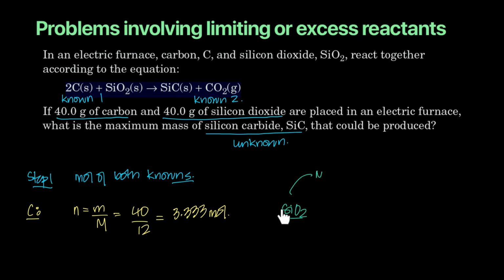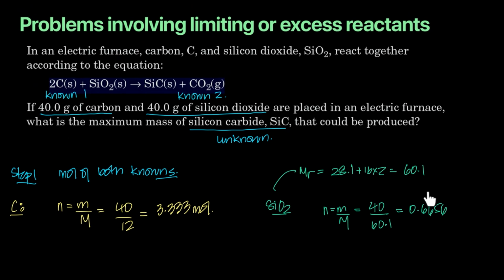Then I'll take my second known, known number 2, whose MR is 28.1 for silicon and 16 times 2 for oxygen. I need the MR for this one. That's 60.1. Number of moles is mass over molar mass. I've been given 40 grams, so 40 over 60.1 will give you the moles of SiO2, which is 0.6656 moles. And I know the moles of carbon, 3.33. So I know the moles of both reactants.